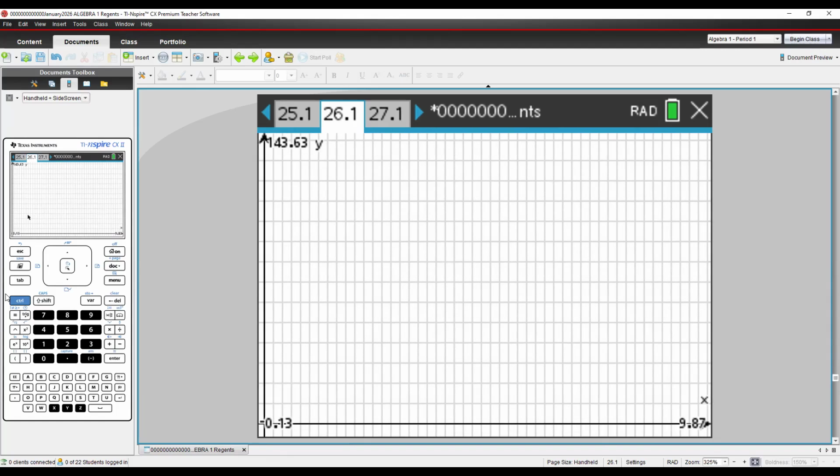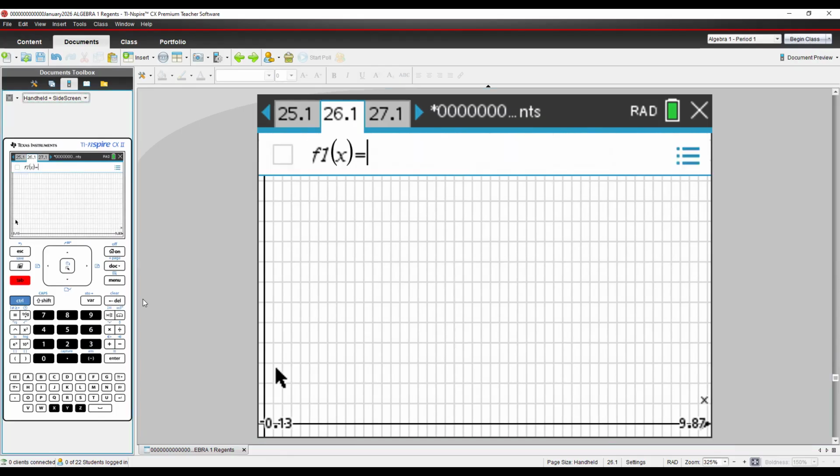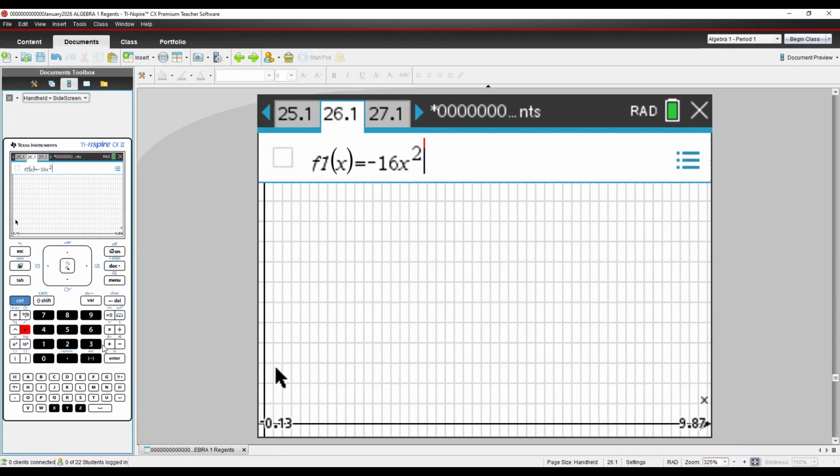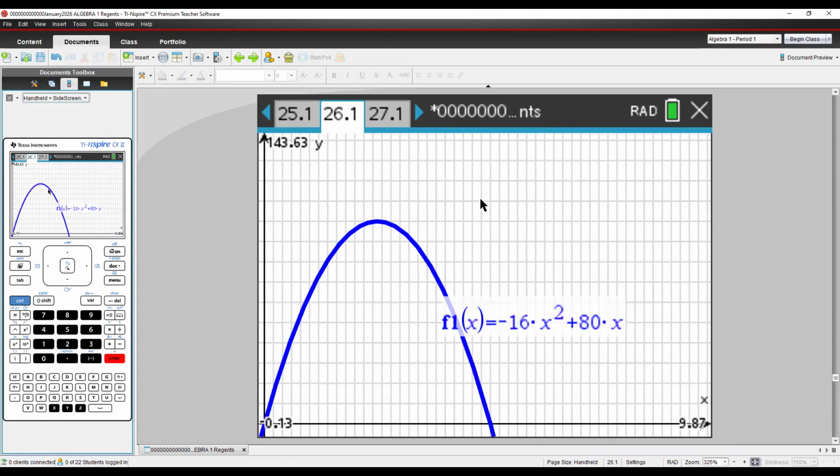Now, from here, I'm just going to go to the function. I'm going to enter the function. Now, remember, you can only graph x's here. You can't graph t. So even though it has t, you're going to have to make it an x. So there's going to be negative 16x squared plus 80x. And then I'm going to graph it. Press enter. Now there's my graph.